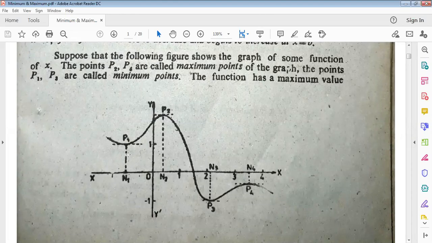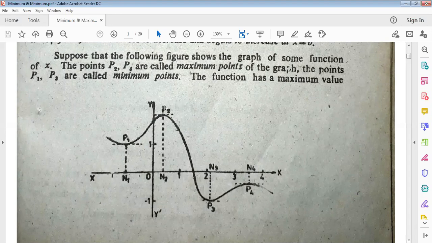This is the origin, and this curve is divided into two parts: one above the x-axis and the other below the x-axis. Above the x-axis, we see there are two points, P1 and P2. This P2 is the maximum and P1 is the minimum. Why minimum? Because it ceases to decrease and begins to increase. This is why P1 is minimum and P2 is maximum for this portion above the x-axis.